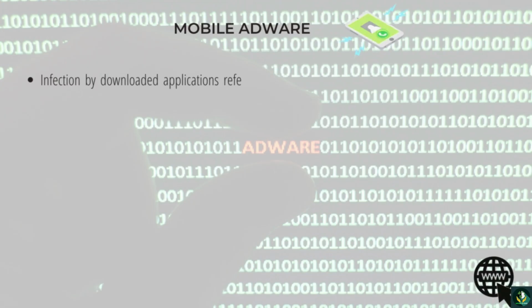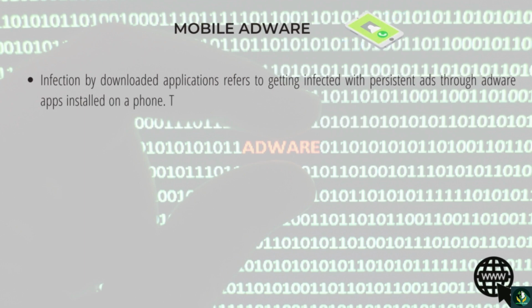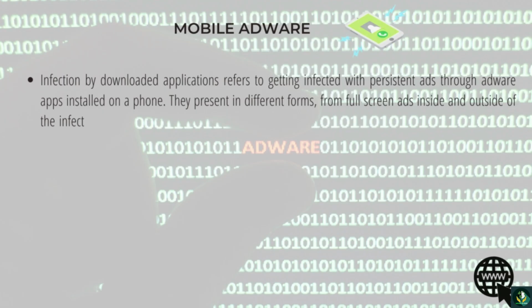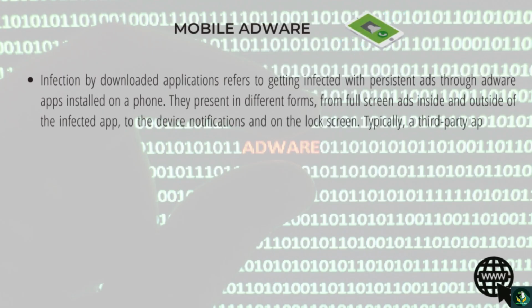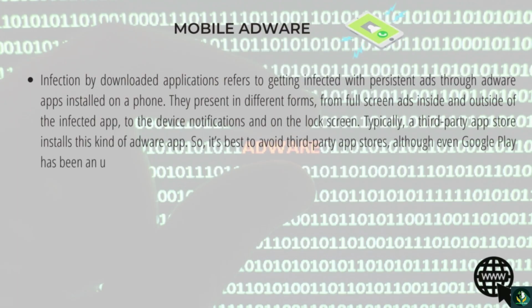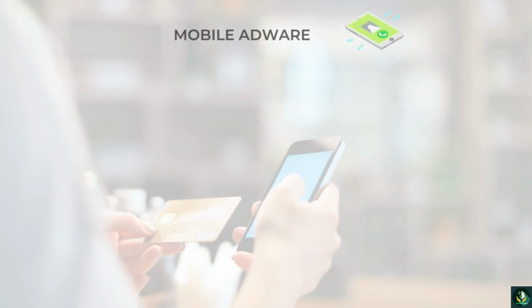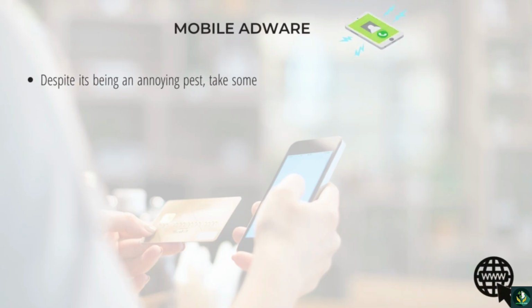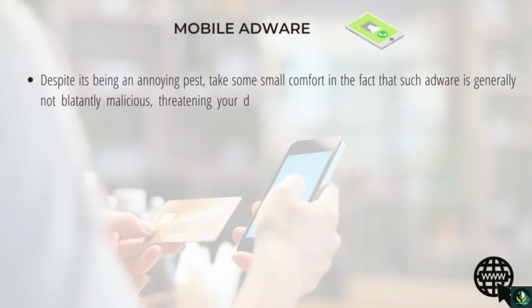Infection by downloaded application refers to getting infected with persistent ads through adware apps installed on a phone. They present in different forms, from full-screen ads inside and outside of the infected app to device notifications and on the lock screen. Typically, a third-party app store installs this kind of adware app, so it's best to avoid third-party app stores, although even Google Play has been an unwitting source of adware-infected apps. Despite its being an annoying pest, take some small comfort in the fact that such adware is generally not blatantly malicious, threatening your device like malware might.